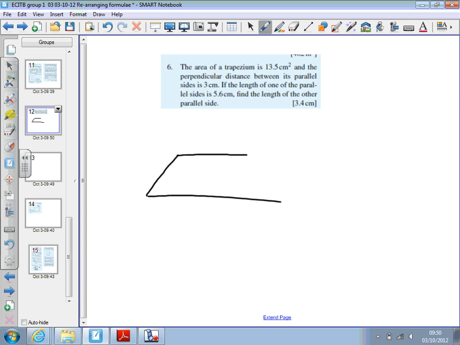A trapezium. I've no idea whether or not this is the right shape for this particular one, but I'm going to draw it, okay? What do I know? I know that the area is 13.5 square centimetres. And the perpendicular distance between its parallel sides, these are the parallel sides of a trapezium, and we usually indicate it with a little arrow. So what's the perpendicular distance between them? That means this distance here. In other words, the height is 3 centimetres.